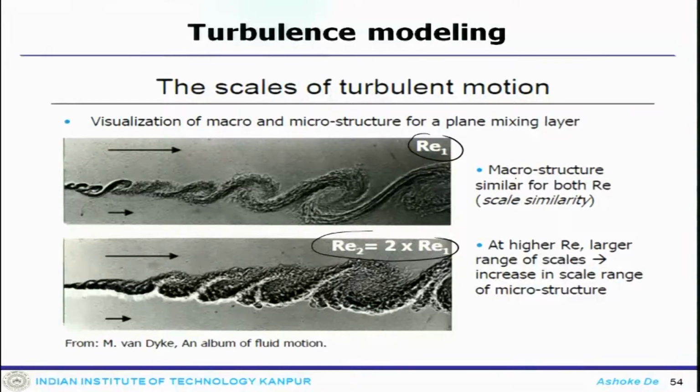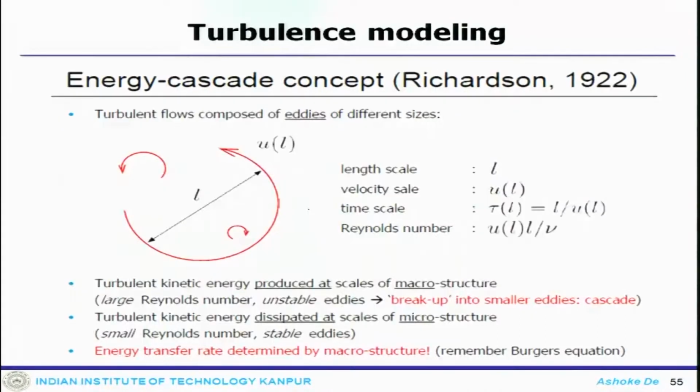So this is a macro structure, which looks similar in both situations. But at the high Reynolds number you have a large range of scales, so an increase in the small range microstructure. That means these are the microstructures, and a turbulent flow field is a mixture of these macro and microstructures built into it.